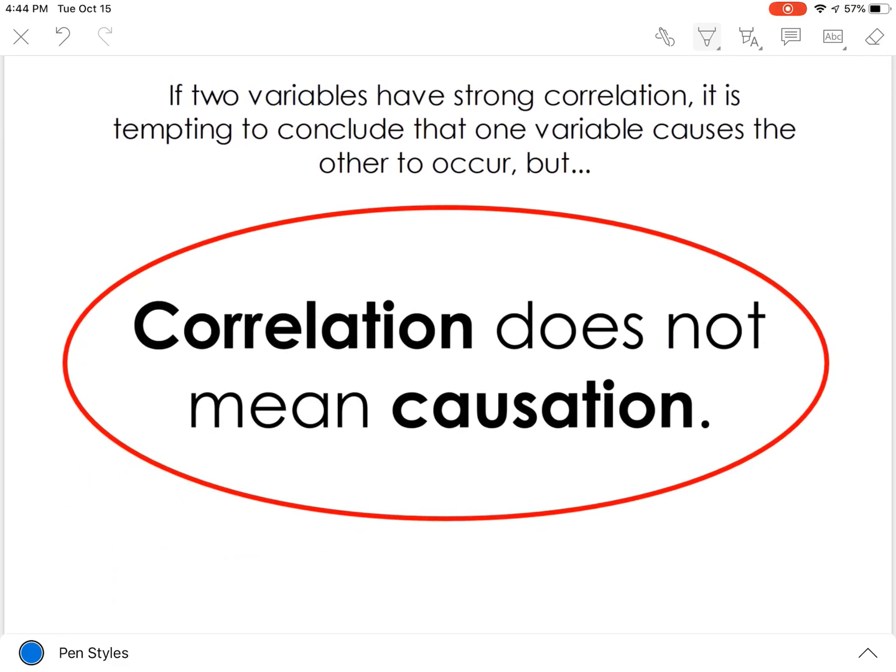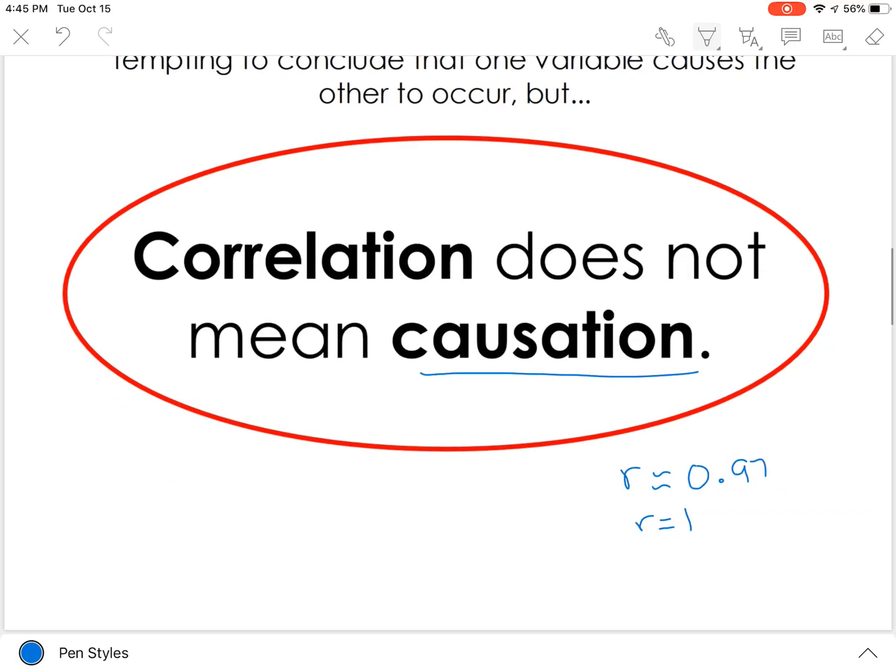If two variables have a strong correlation, it is tempting to conclude that one variable causes the other to occur, but correlation does not mean causation. So we could have a really strong correlation coefficient, like 0.97, or our correlation coefficient could be equal to 1. But if the correlation is that strong, it still does not mean that there's causation. It still does not mean that one event is directly causing the other.